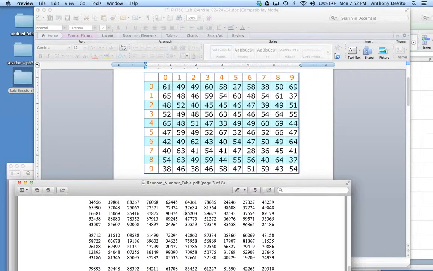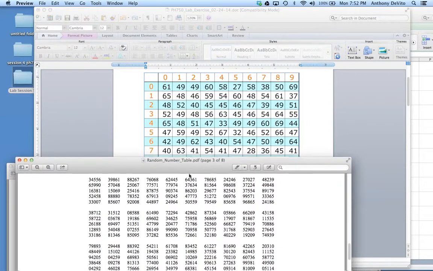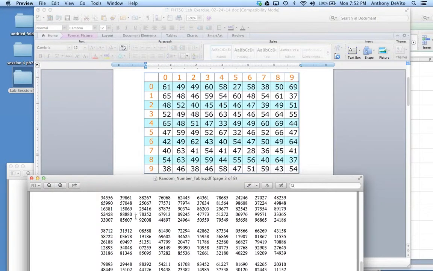Again, what you're going to do is go to the random number table, this table over here. You're going to pick out a spot at random to start. So I'm starting at 67. I'm going to use that to represent the row and column number, 6 and 7. So the number that's in row 6 and column 7 is 50. I'm going to write that number down or put it into Excel, 50.